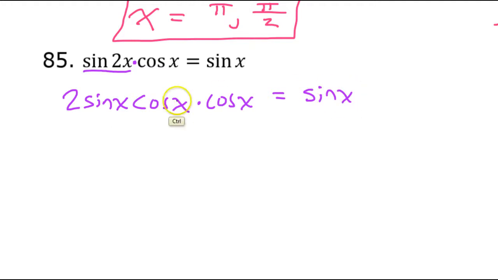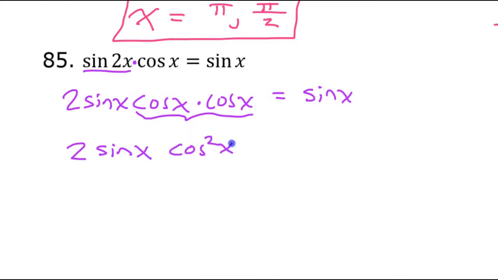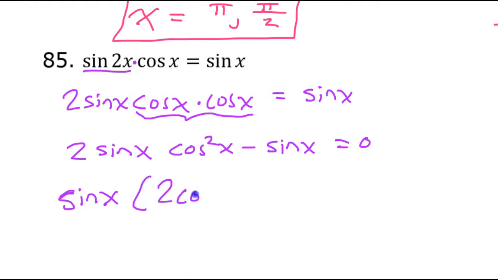Since we can't divide both sides by sine, we're going to subtract it. But first of all, we might as well put this together as cosine squared. So I have 2 sine x cosine squared x. Now I'm subtracting the sine, so minus sine x is equal to 0. Now sine x is a common factor, so we will take out the GCF of sine x, and that's going to leave behind 2 cosine squared x minus 1.